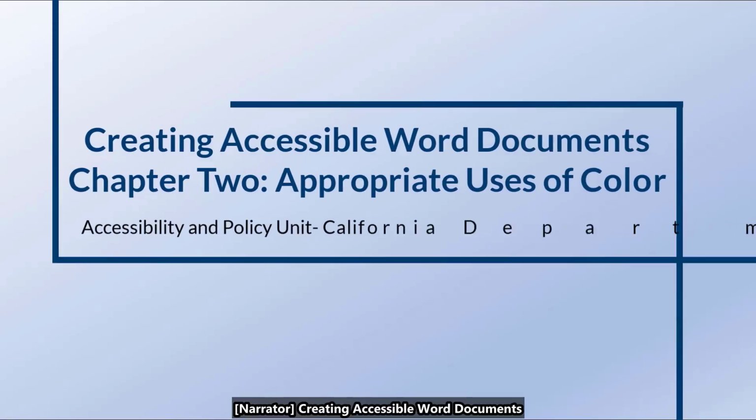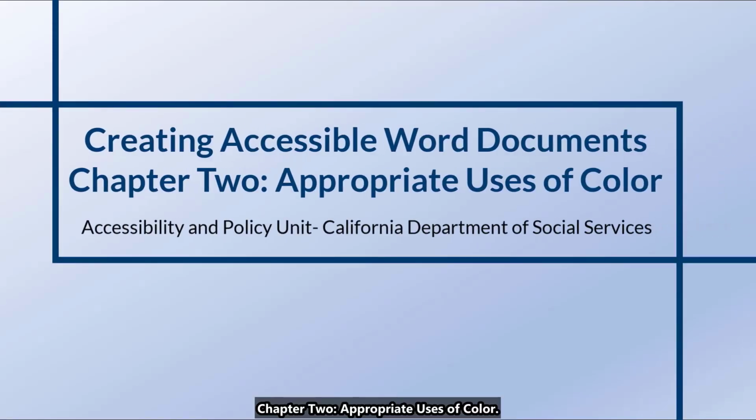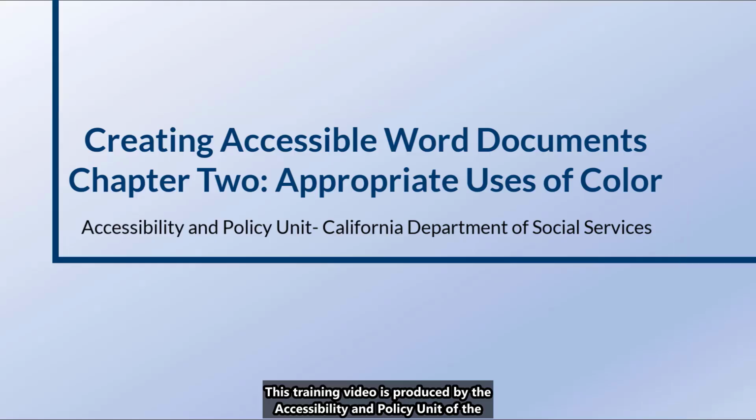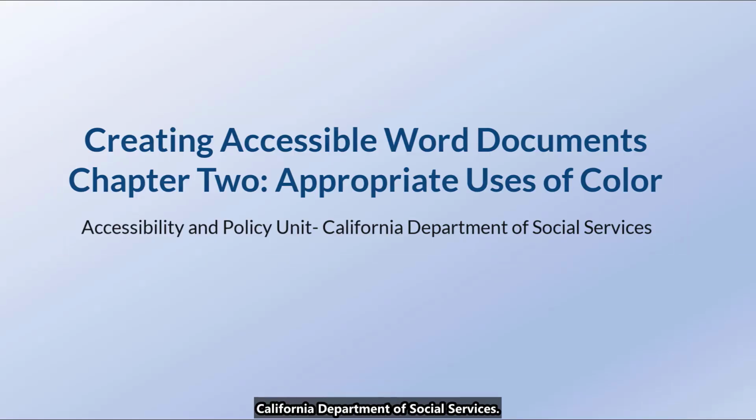Creating Accessible Word Documents, Chapter 2, Appropriate Uses of Color. This training video is produced by the Accessibility and Policy Unit of the California Department of Social Services.